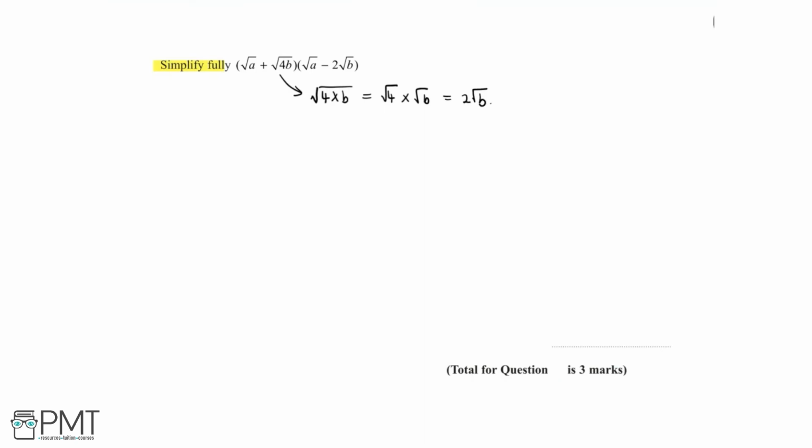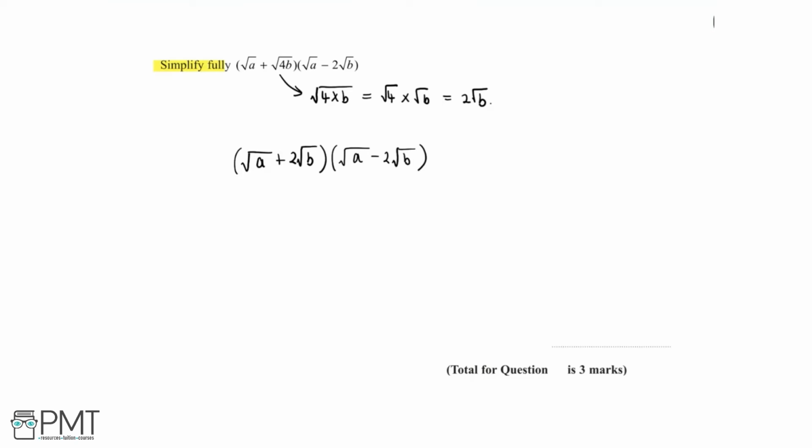And so we can rewrite a quadratic. We can say that root a plus root 4b multiplied by root a minus 2 root b is the same as saying root a plus 2 root b multiplied by root a minus 2 root b. And so we can see now that we have a difference of 2 squares. So let's start by expanding these double brackets.